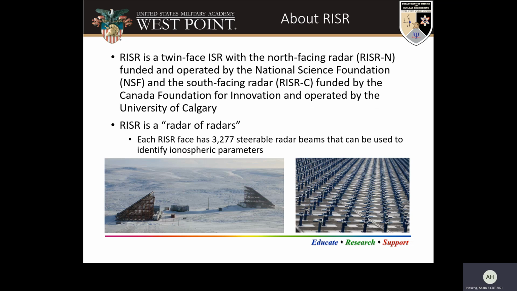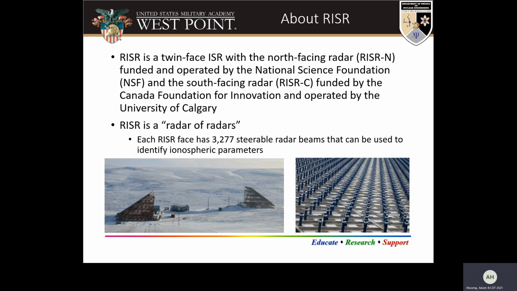Now I'll give some quick background on the Resolute Incoherent Scatter Radar, also known as RISR. RISR is a twin-faced ISR located well above the Arctic Circle at over 74 degrees of latitude on Cornwallis Island in Canada. The north-facing radar, known as RISR-N, is funded and operated by the National Science Foundation, while the south-facing radar, known as RISR-C, is funded and operated by the University of Calgary. You can see the two distinct faces of the radar in the picture in the lower left.